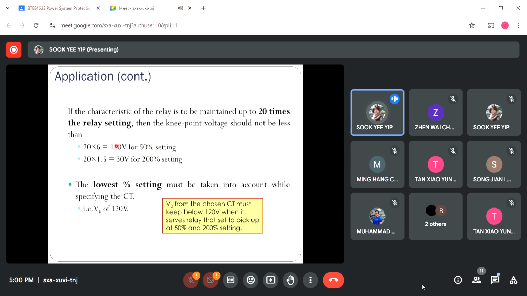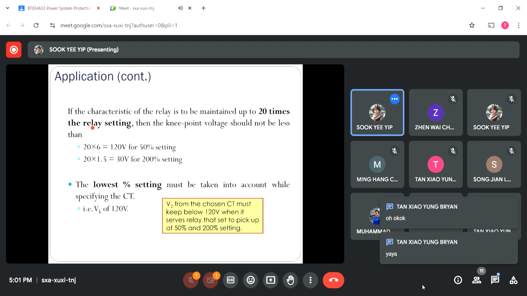Why? Let's say you choose based on 200% setting, and the maximum voltage is 30 watts only. So what happens if you change the setting to 50%? Then the secondary voltage is now 120 watts, which is higher than the 30 watts. So in this scenario, if you want the overcurrent relay to be tuned to pick up the fault from 50% to 200%, you have to choose the knee point voltage value based on the low setting, because we're expecting much higher voltage at the secondary side. Are you able to understand this? Hello?